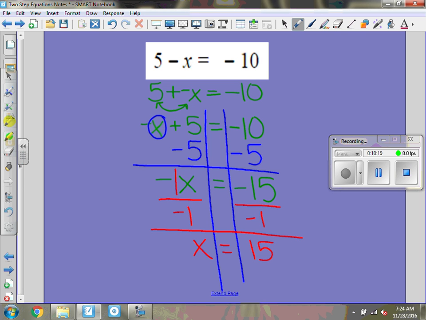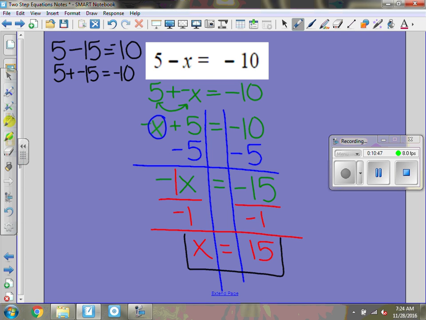Let's see if that goes back into my equation. It would make a good solution. So I had 5 first. Then I need to subtract whatever I found was x. I found that x equals 15. And I want to check if it equals negative 10. Well, 5 minus 15, I don't like to subtract, so I'm going to add the opposite. And now 5 plus a negative 15 is negative 10, which is what I should have gotten, so I know that I have a good solution here.